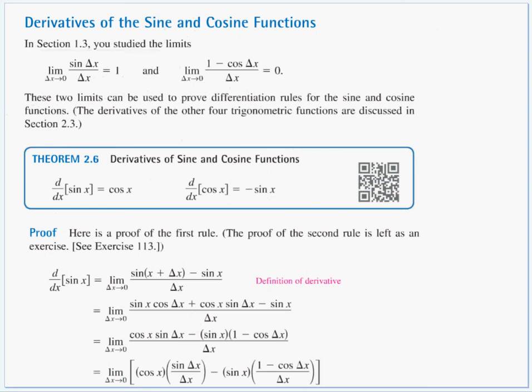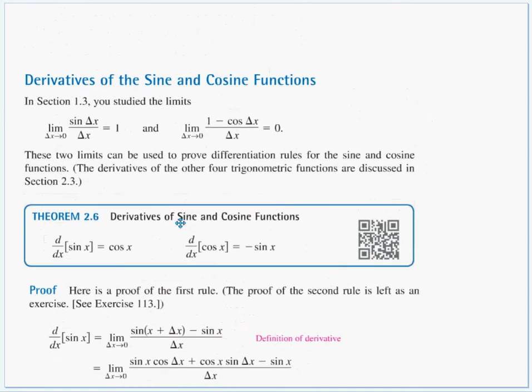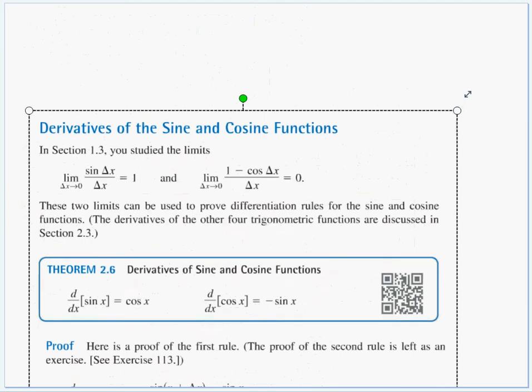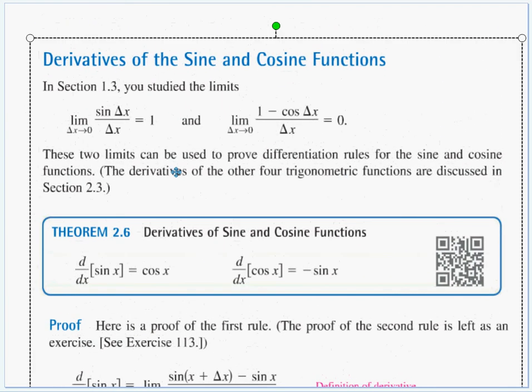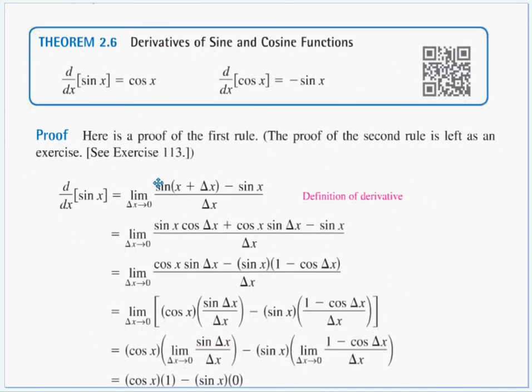Now we have a couple trig functions here. It says think back to a previous section, 1.3. We learned that as we approach 0, the limit of sine of something over that same something is 1, and the limit of 1 minus cos x over x is 0. These two limits can be used to prove differentiation rules for sine and cosine. The other 4 derivatives will be coming up in later sections.